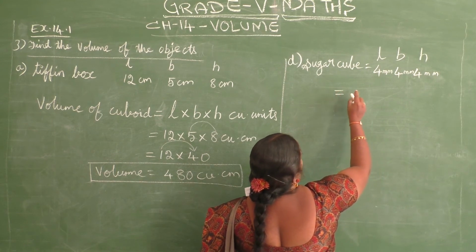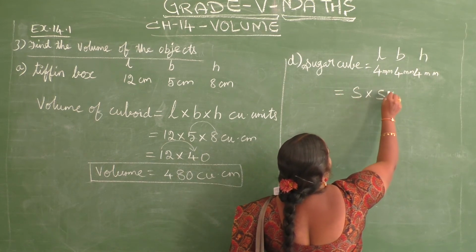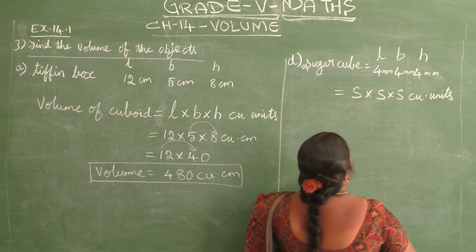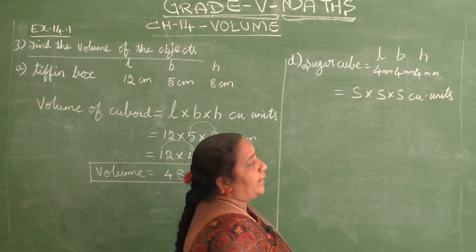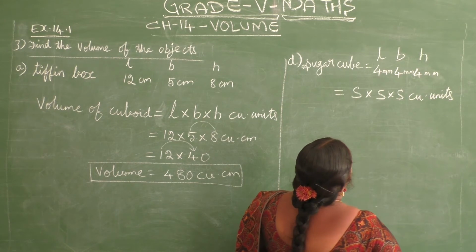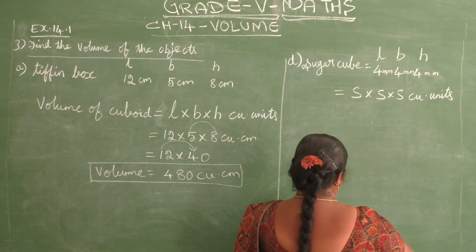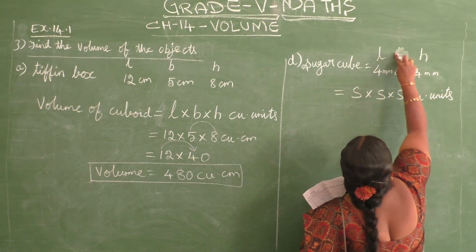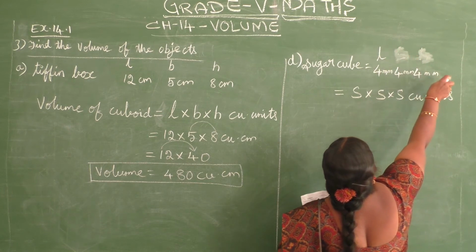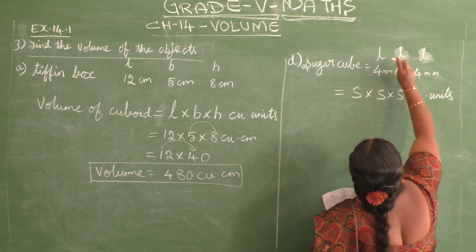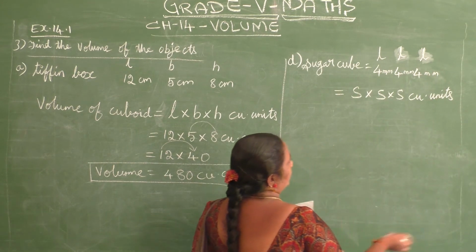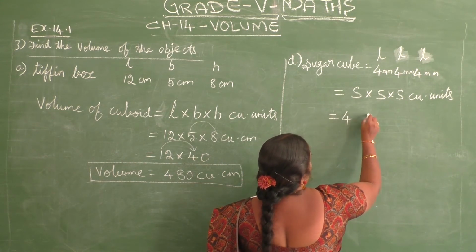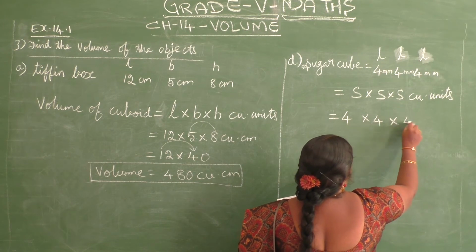Now I am applying the formula S into S into S cubic units. Here they gave L into L only because it's a sugar cube. So L into L means length into length. The formula is S into S into S, that means side into side into side. So 4 millimeter into 4 millimeter into 4.